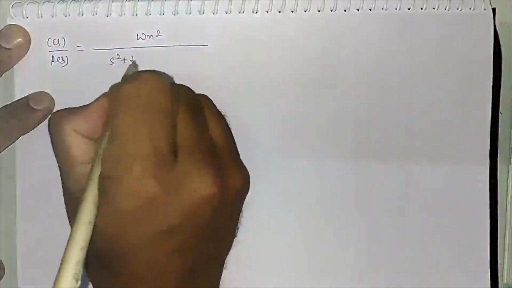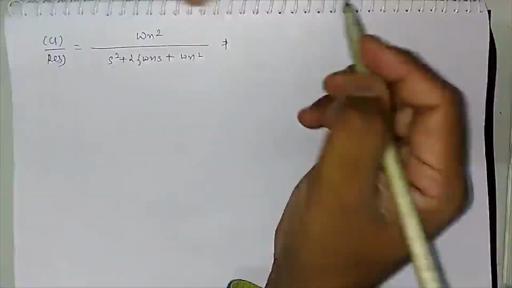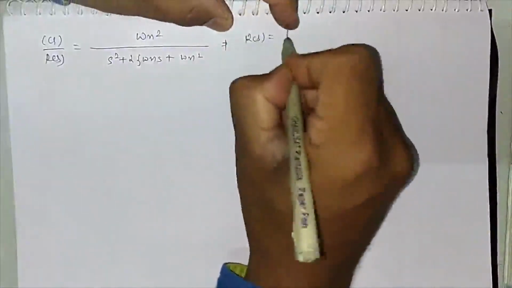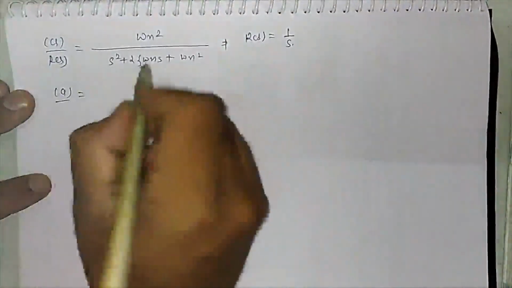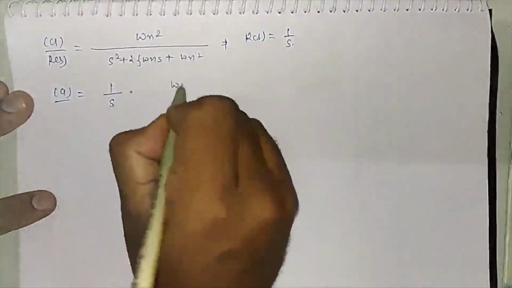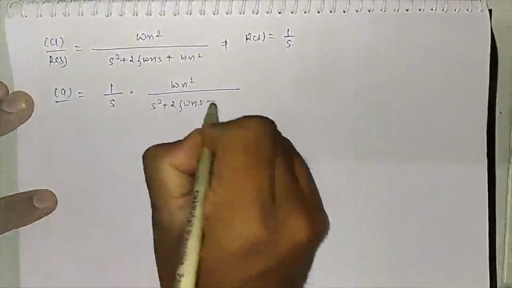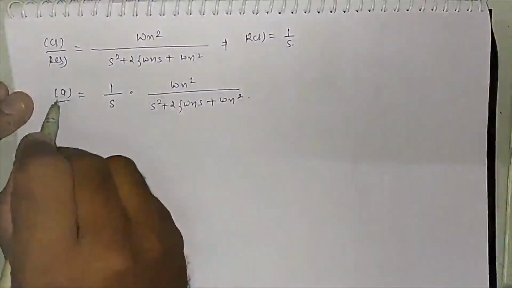I will apply C(s) upon R(s) is equal to omega n square upon s square plus 2 zeta omega n s plus omega n square. Which input are we talking about? R(s) is equal to 1 upon s. We are talking about the step input. So multiplying it over here, C(s) is equal to 1 upon s into omega n square upon s square plus 2 zeta omega n into s plus omega n square. Okay. In order to find out c(t), what do we have to do?